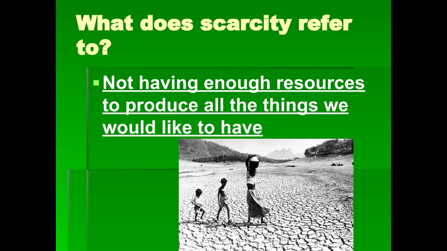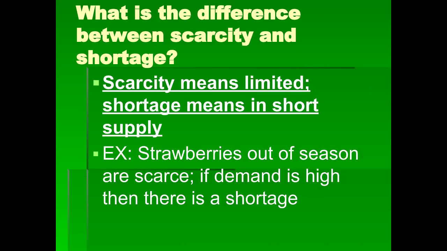So because, as I said at the beginning, resources are limited, that means that there is a scarcity. Scarcity means that resources are limited. We don't have enough resources to make as many things as we could possibly want to have, right? So things are scarce. There's also a word that's very similar. They have a slight difference. A word, shortage. So scarcity means that things are limited, right?